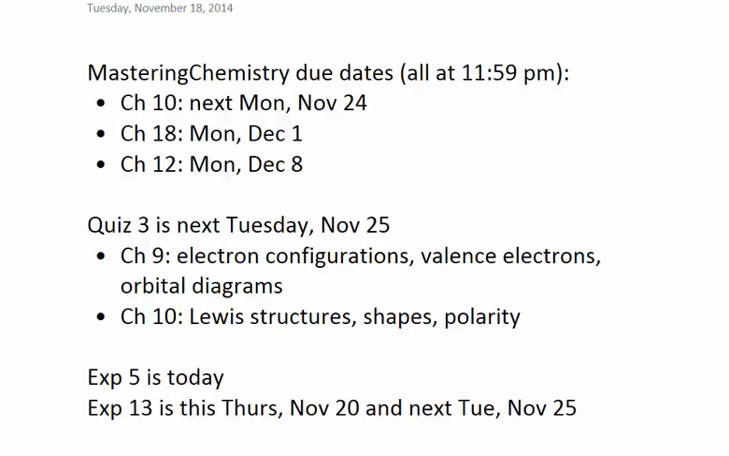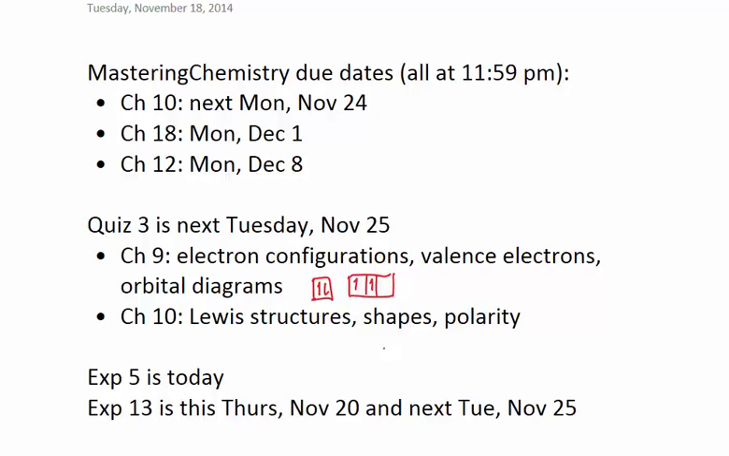A week from today is our third quiz. So covering Chapter 9 and 10. So from Chapter 9, you'll have to write electron configurations. You'll have to identify and count valence electrons. You'll have to draw orbital diagrams. Those are the little boxes with the arrows, right? Those kind of things. So those are orbital diagrams, the boxes and the arrows. Okay? You need to be familiar with that.